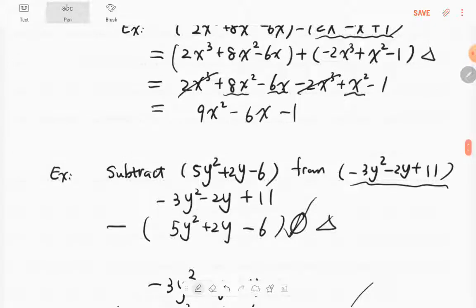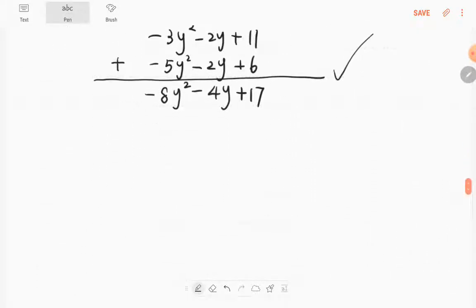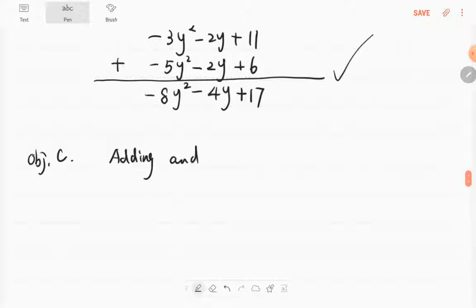Okay? So next, the objective is we will combine the adding and subtracting. Combine the adding and the subtracting. Okay, let's do it.